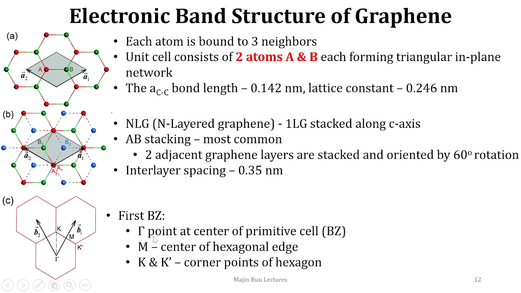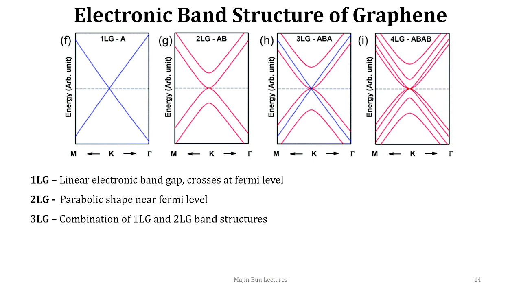Now, the first Brillouin zone has a gamma point at the center of its primitive cell. Then you have a point at the middle portion of the hexagonal side called the M point, which happens to be the center of the hexagonal edge, and the vertices or the corner points are termed K and K dash points. Familiarizing with these lexicons is going to be helpful in the future slides, as will be seen.